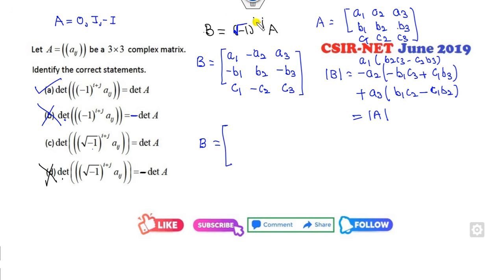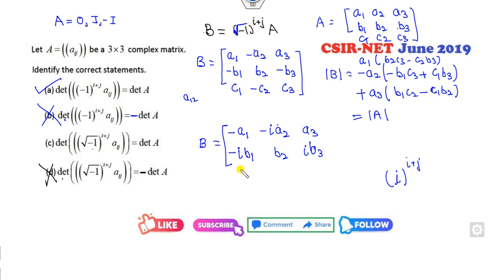This is 1 plus 1, this is 2, that is minus a1. I can write this as iota raised to power i plus j. So this number is 1 plus 2, 3: i cubed is minus iota. 1 plus 3, 4: iota to the 4 is plus 1. 2 plus 1, 3: iota cubed is minus 1. 2 plus 2, 4. 2 plus 3, 5.